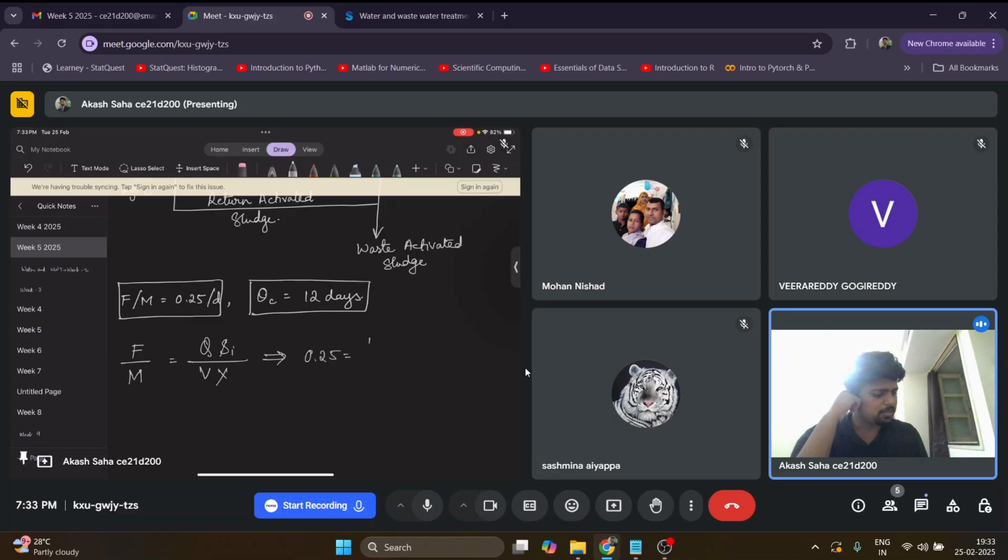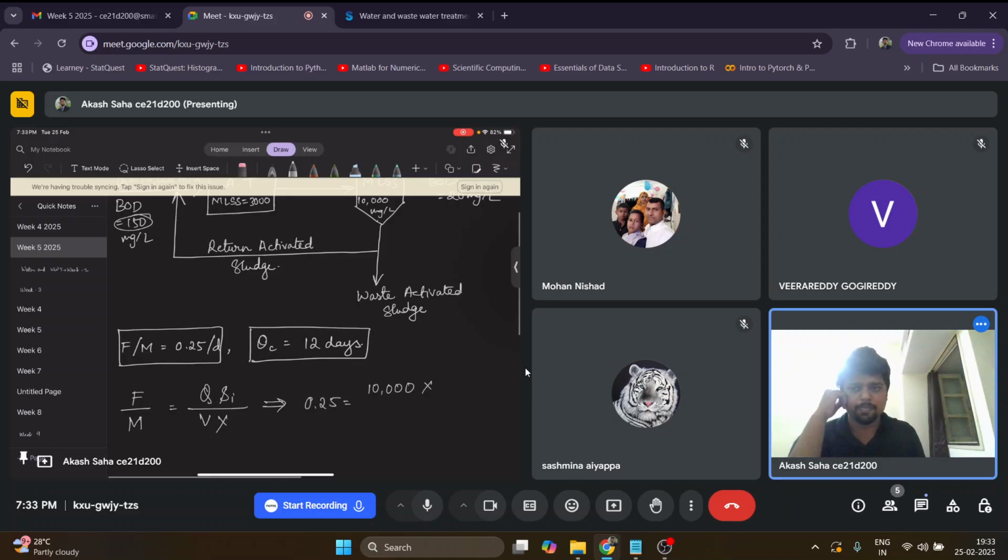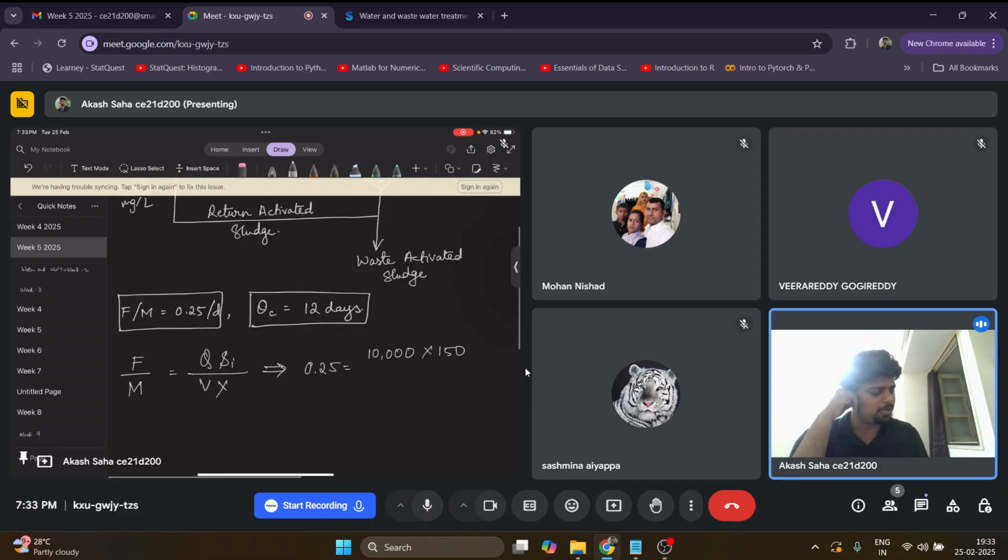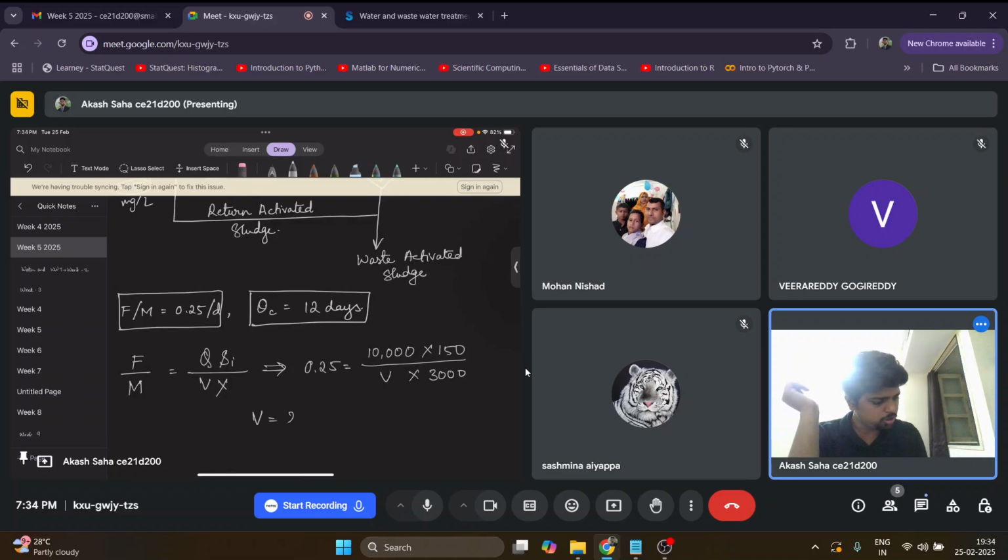My Q given is 10,000. Initial BOD, S0, is 150, divided by the volume. The volume of the aeration tank I don't know, so it will be V into X. So what is the X in the aeration tank? It is 3000. So from here I can calculate the volume of my aeration tank. So 2000 meter cube is the volume of my aeration tank. So this is the first data that we got.